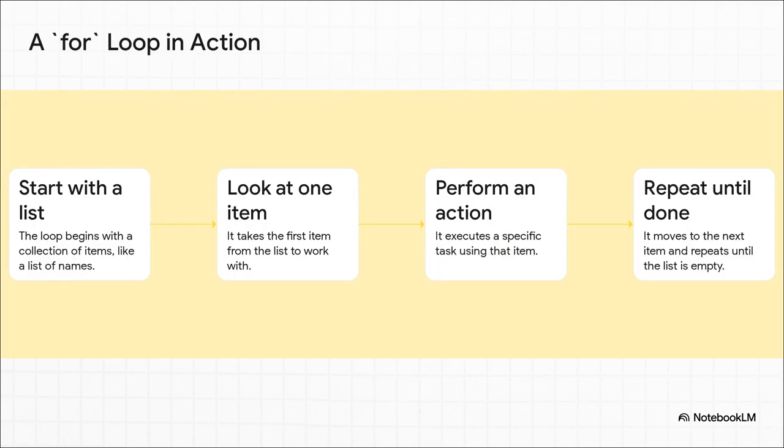A for loop is basically your personal robot for automation. You just hand it a list of things, like a list of names, and you tell it what to do. The loop then goes through the list, one item at a time, performs that action, and moves on to the next one, until it's all done. It's incredibly powerful and saves you so much work.